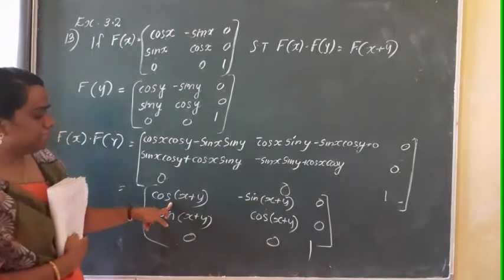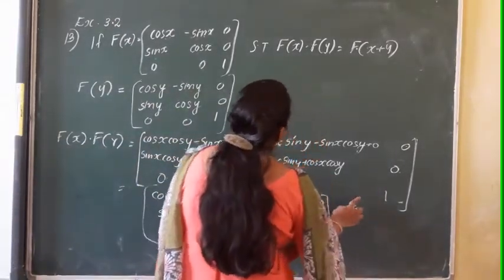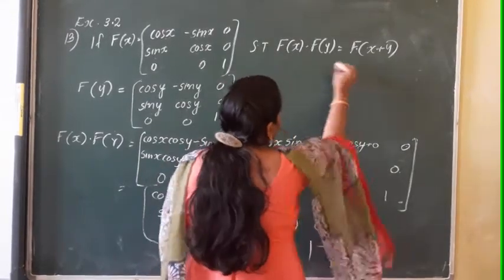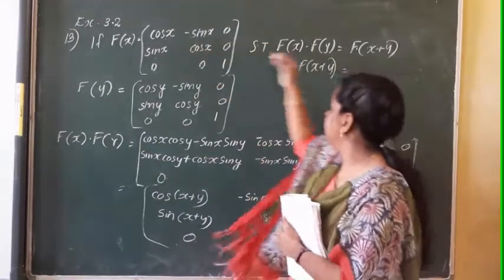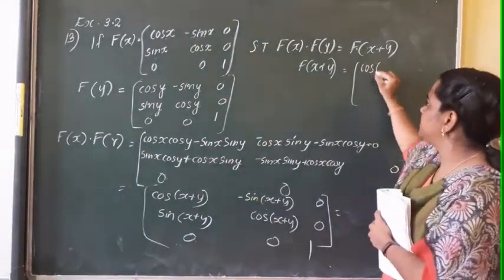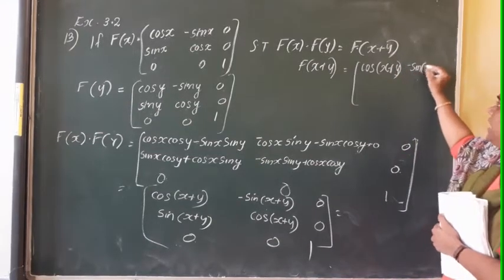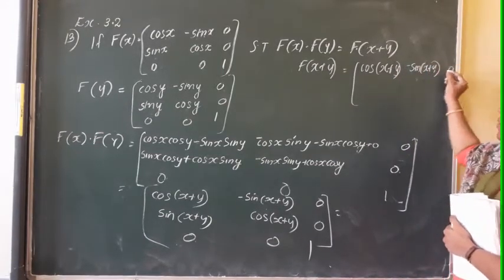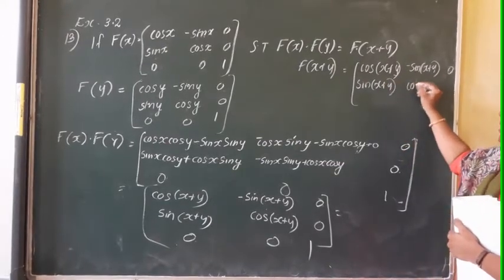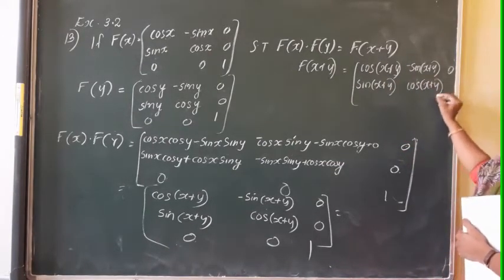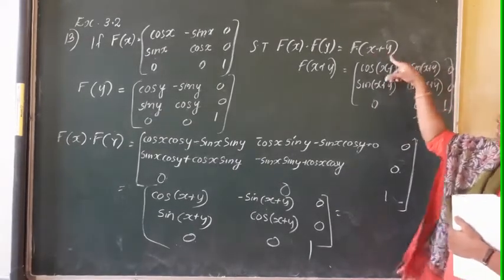You check this one. This is in the form of f of x plus y. What is f of x plus y? F of x plus y. Replace x by x plus y. That is cos of x plus y, minus sin of x plus y, 0, and the sin of x plus y, cos of x plus y, 0, 0, 0, 1. Then that is f of x plus y.